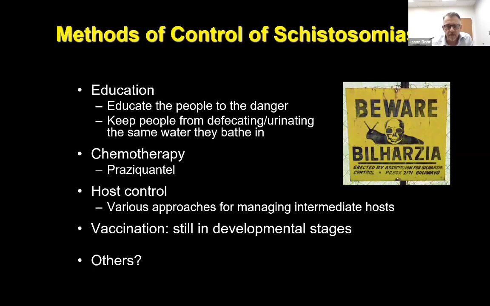Praziquantel is a drug that will successfully eliminate schisto. When humans return to freshwater bodies, they will get reinfected. There is host control, so controlling snails. And there are a lot of researchers working to develop a vaccine. However, there is no currently effective vaccine for human schistosomiasis.